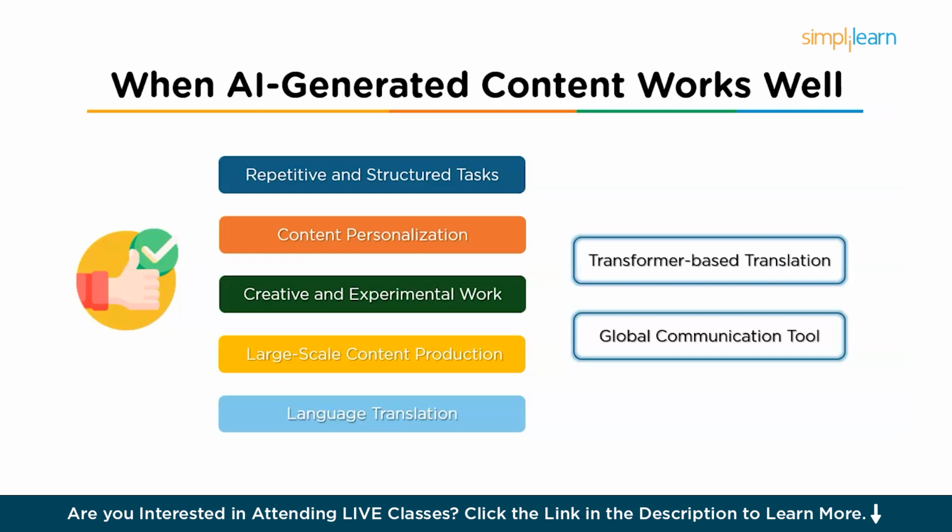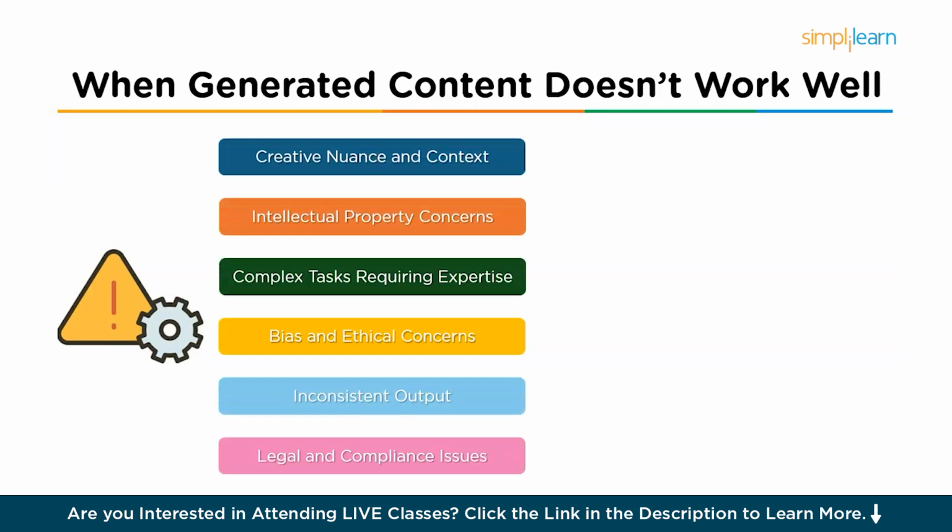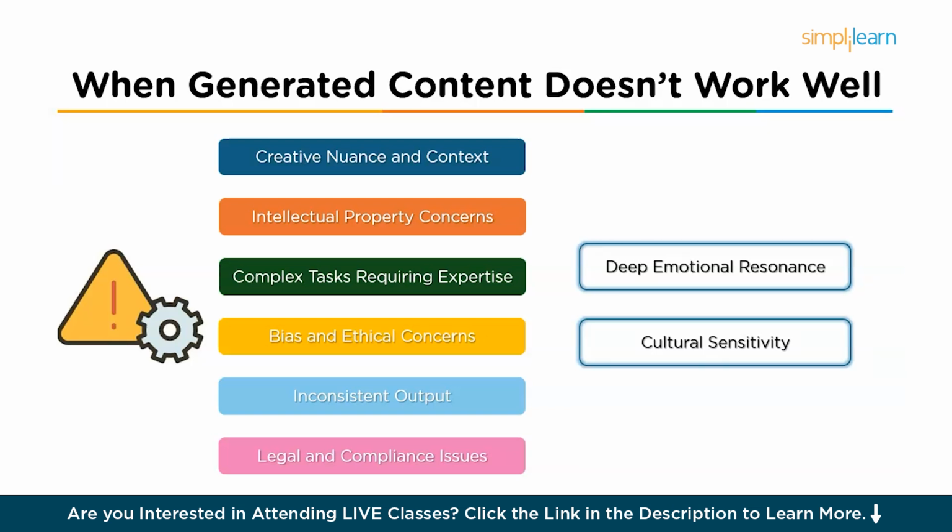So now that we have seen when AI generated content works well, next let's see when it doesn't work well. The first one is in creative nuance and context. While AI can generate creative content, it often struggles with deep emotional nuance. AI often lacks a true understanding of human emotions and struggles to generate content that truly resonates on a deep emotional level. For instance, a piece of content that's meant to evoke compassion, humor, or grief might fall flat because the AI doesn't genuinely feel those emotions.